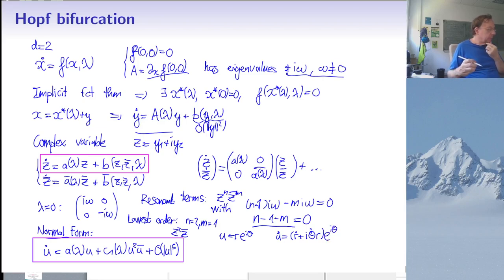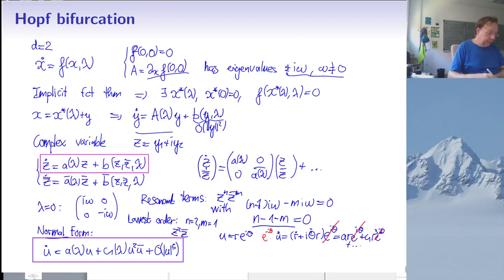And this is equal to what? On the right hand side we have A times u, that is A times r times e to the i theta. And the next term will be c1 times u squared times its conjugate, and that gives me c1 r cubed. And then the nice thing is that I get exactly the same complex exponential part, and then higher order terms. So we can simplify all these exponentials by multiplying this by e to the minus i theta.